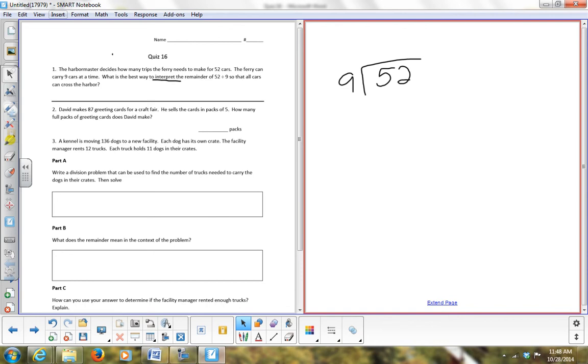Thanks. All right. So I need to divide this. First of all, I need to solve the problem, right? Because it wants to know all cars can cross the harbor. So I need all the cars to cross the harbor. So 9 can go into 52 close to how many times? 6. 9 times 6 is what? 54. Okay, well that's over. So you can't. 9 times 5 is 45. Good.